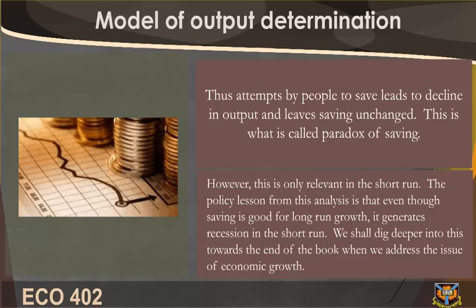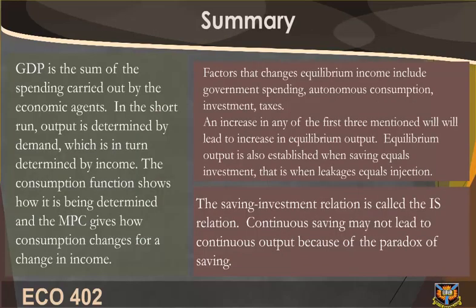However, this is only relevant in the short run. The policy lesson from this analysis is that even though saving is good for long-run growth, it generates recession in the short run. We shall dig deeper into this towards the end of the book when we address the issue of economic growth. Summary: GDP is the sum of the spending carried out by the economic agents.